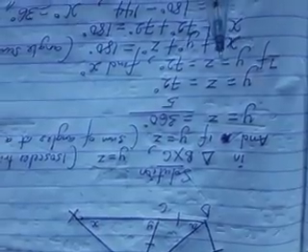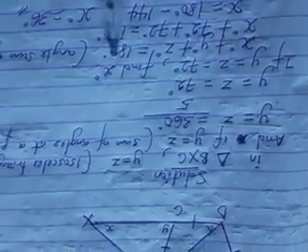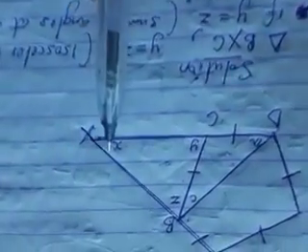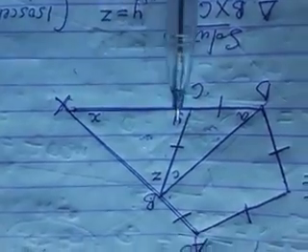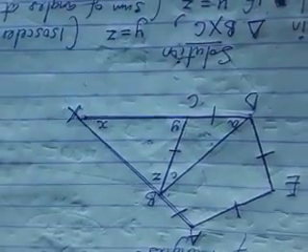Now if y equals z and both of them are equal to 72 degrees, how do we find x? How do we find x? If y and z are 72, how do we now get x?